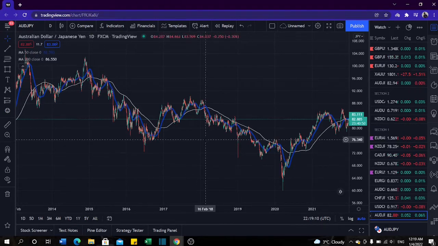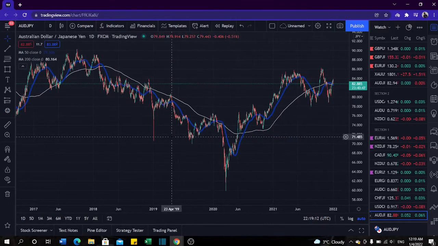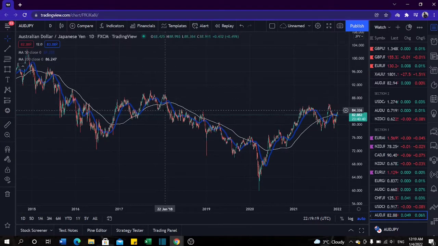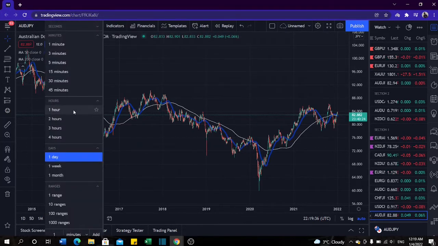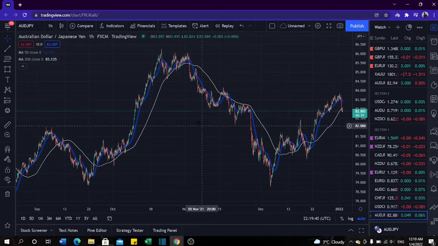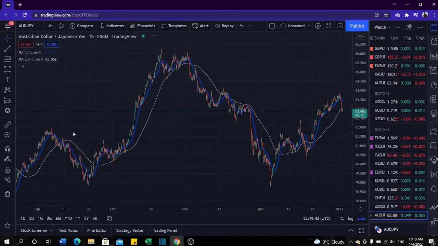In case anybody wants to use the 50 moving average, just look at the way it's moving. Here we can see that it's moving in a downward trend, going up, going down, going up, going down. It basically just follows how price is moving, and it forms its own line according to what is being shown on the chart. We can see these two moving averages in all time frames you choose. This is the 1 hour time frame. This is the 4 hour time frame.